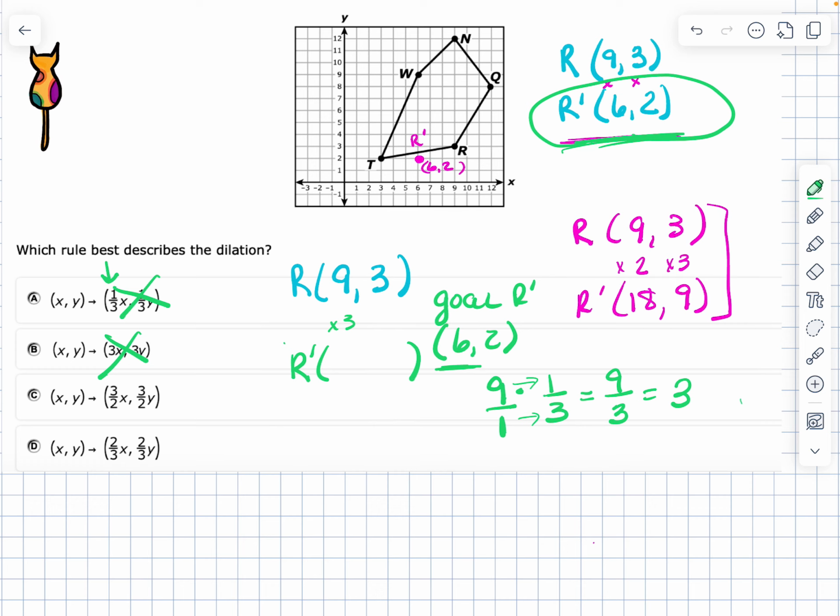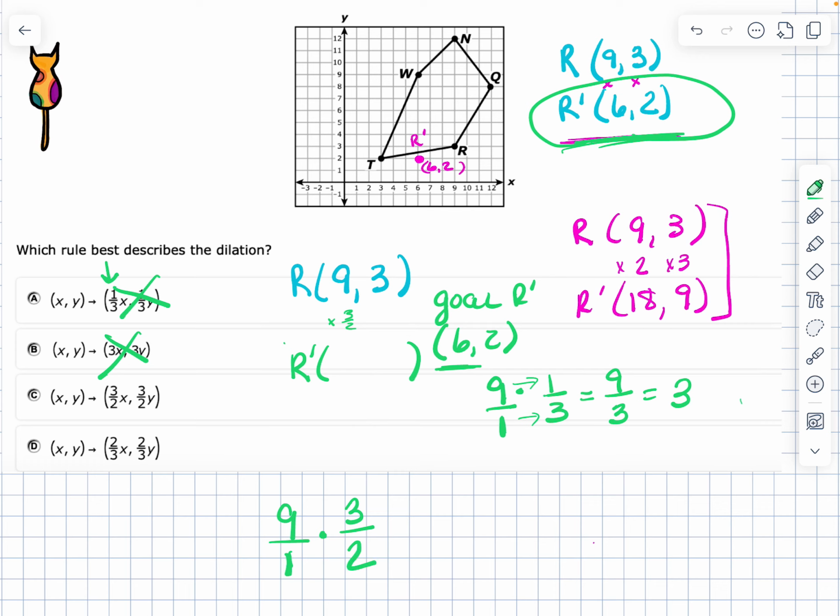Let me erase this. Let's try the 3/2. So times 3 over 2. You can tell they're testing you on multiple levels. Can you read a graph? Can you plot a point? Can you multiply fractions? I know a lot of my students struggle with multiplying fractions.